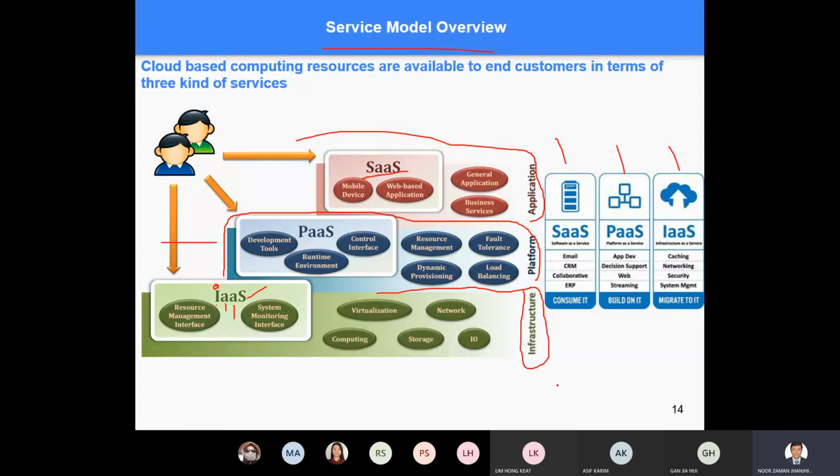And what comes to the infrastructure: system monitoring interfaces, resource management interfacing, virtualization, and computing, storage and network. We're not using it for anything else, but we are just using it for the network, storage, and so many things. So these are the three. We will discuss them again in detail, but these are the core concept, the three service models.